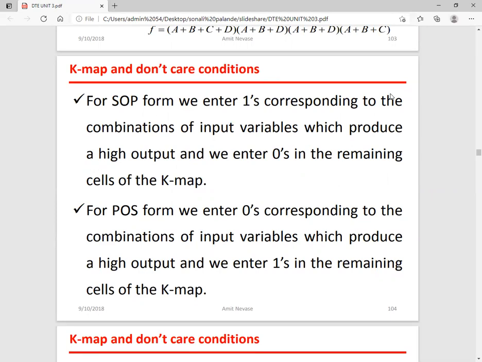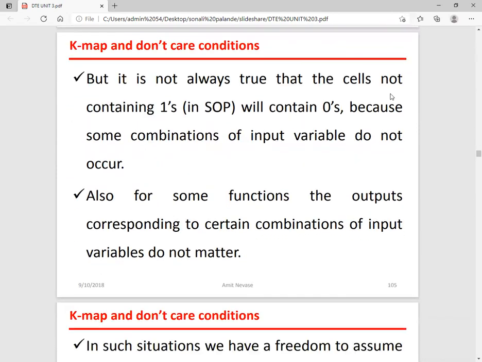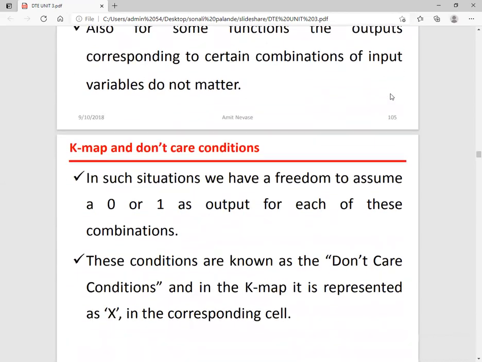For SOP form, we enter ones corresponding to the combinations of input variables which produce a high output, and we enter zeros in the remaining cells of the Kmap. For POS form, we enter zeros corresponding to the combinations of input variables which produce a high output, and we enter ones in the remaining cells of the Kmap. But it is not always true that the cells not containing ones in an SOP will contain zeros, because some combinations of input variables do not occur. Also, for some functions, the output corresponding to certain combinations of input variables does not matter.